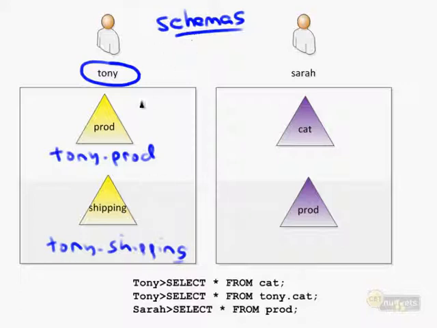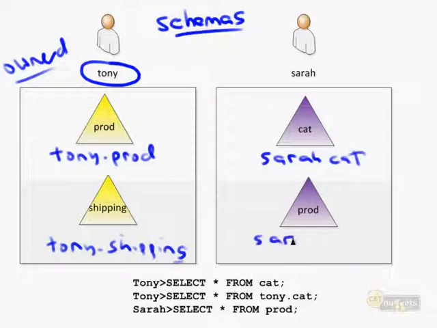Remember, schema refers to realm, so these objects are considered to be owned by Tony. He has full control, permission over those objects because he created them, and he can assign permissions to other users so they can access those objects. Sarah, same exact thing here. It looks like she's created two tables, one called cat and one called prod. Fully qualified names here are Sarah.cat and Sarah.prod.